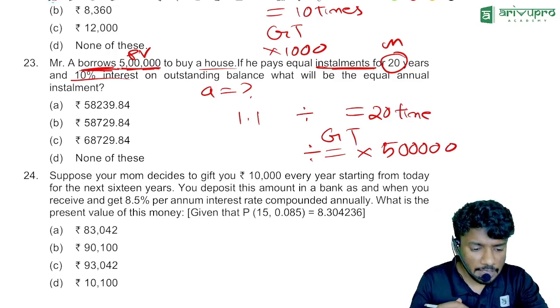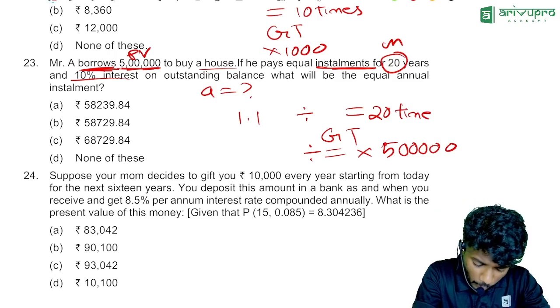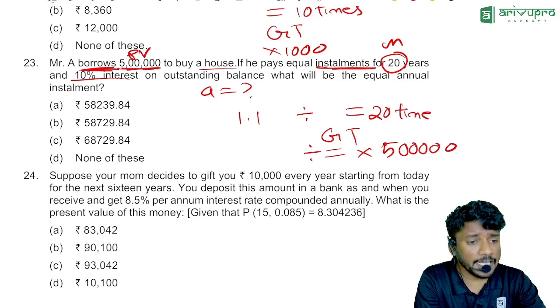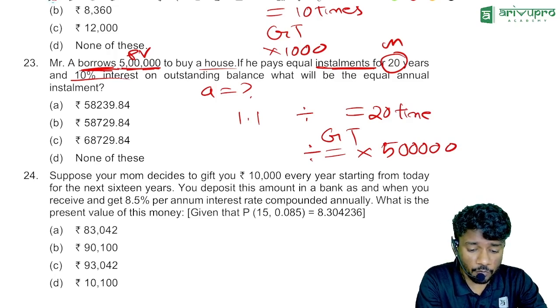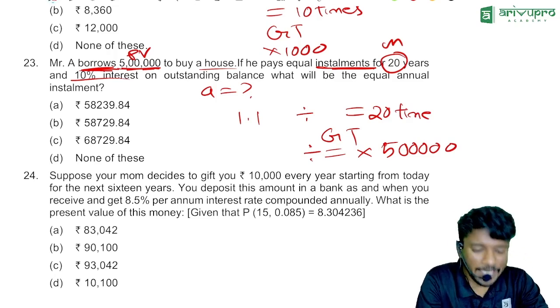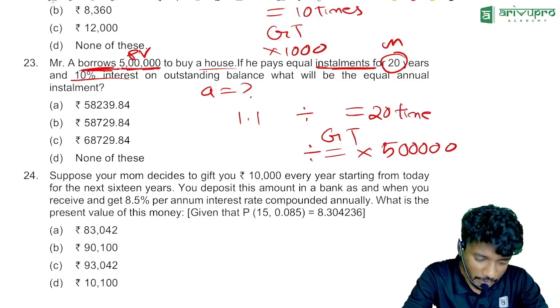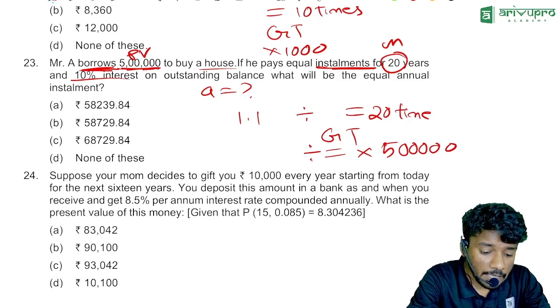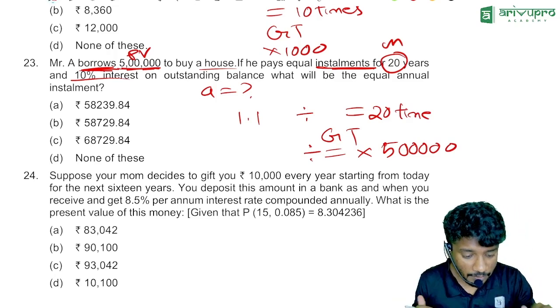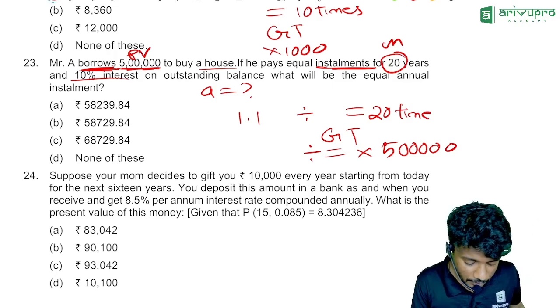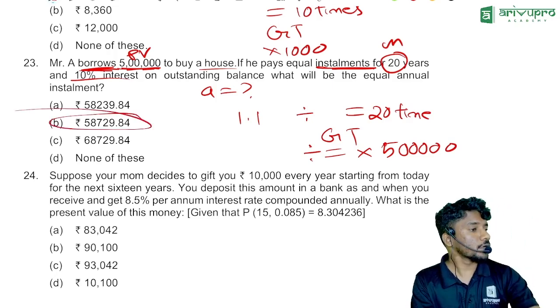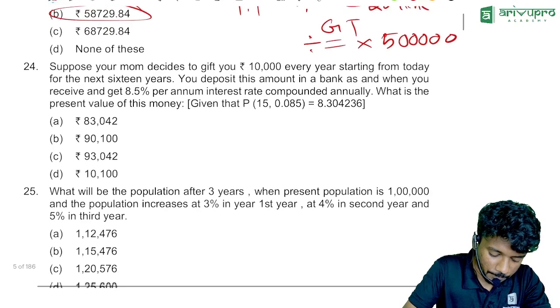Try. 1.1 divide equal to how many times? 20 times. 1, 2, 3, 4, 5, 6, 7, 8, 9, 10, 11, 12, 13, 14, 15, 16, 17, 18, 19, 20. Then click GT. Divide equal to, multiply it with how much? 5 lakh. Answer is 58729. Correct? Option B. Next question.